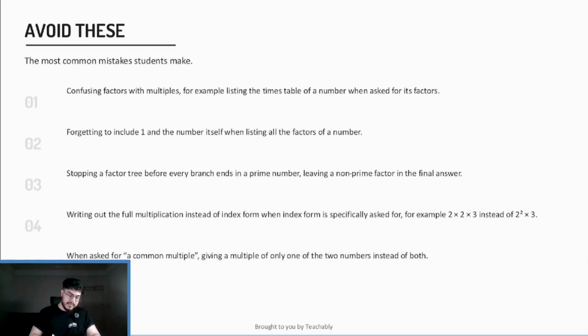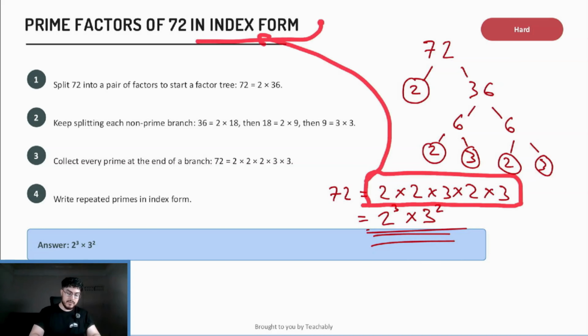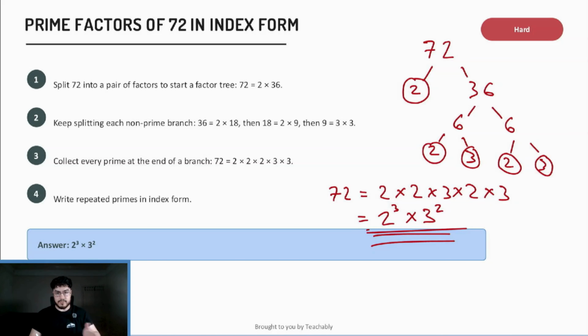Number 4, writing out the full multiplication instead of index form when index form is specifically asked for. So that example would be if we left our prime factorization as this, when the question asked for index form. Index form is when you take the numbers you have and then simplify it into powers.